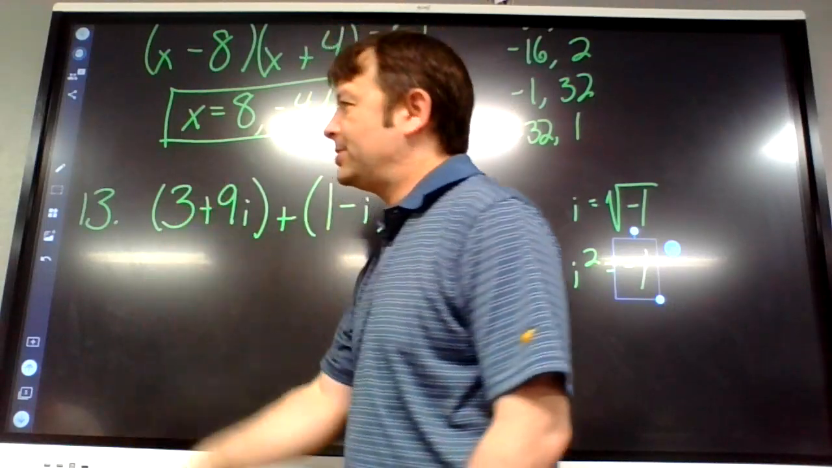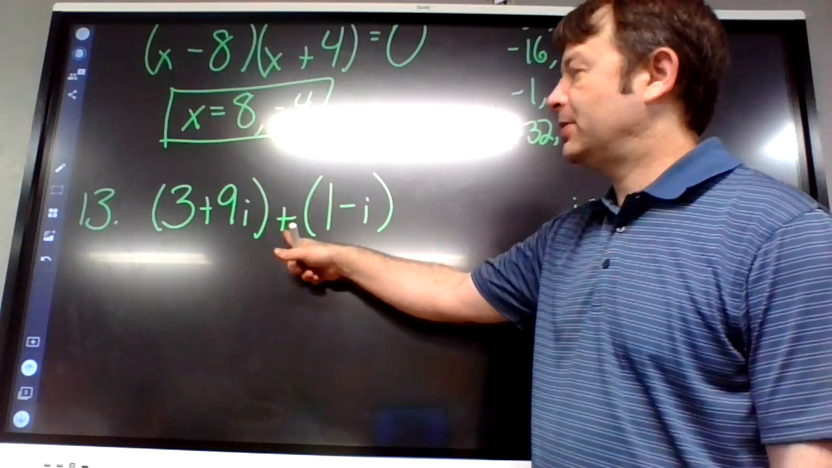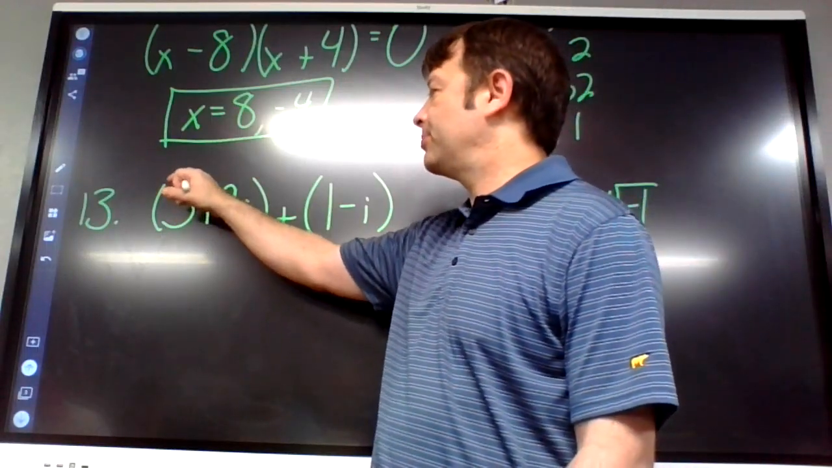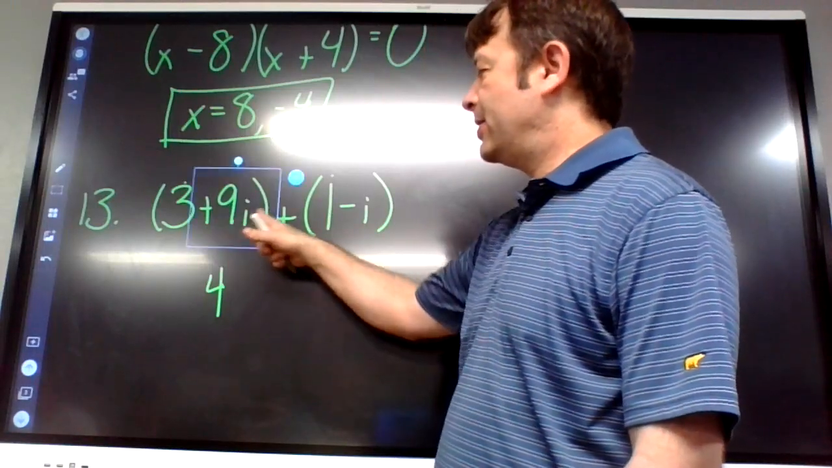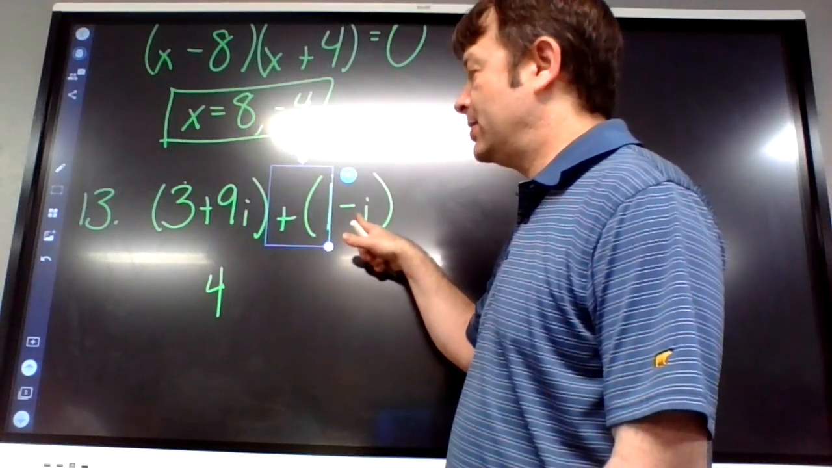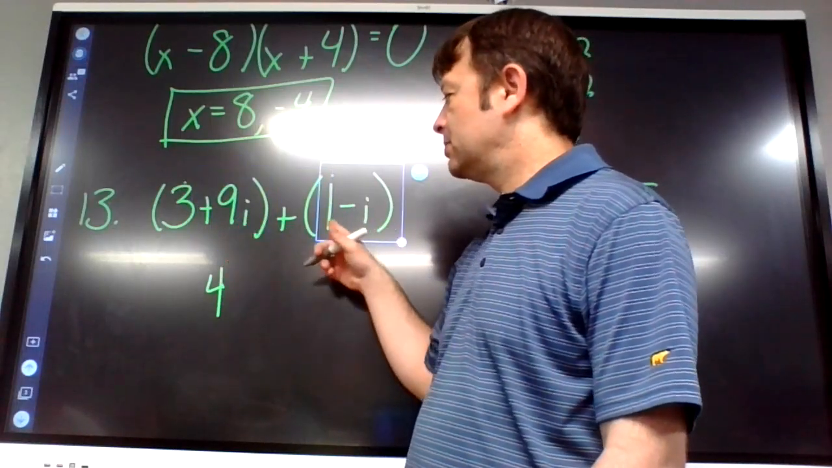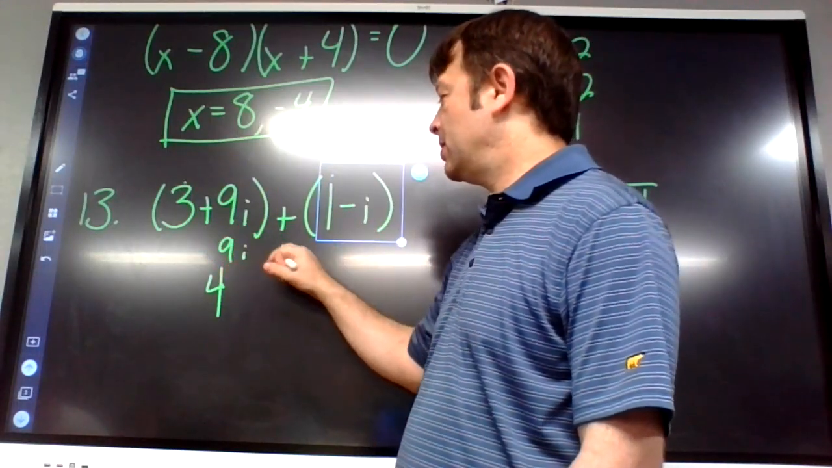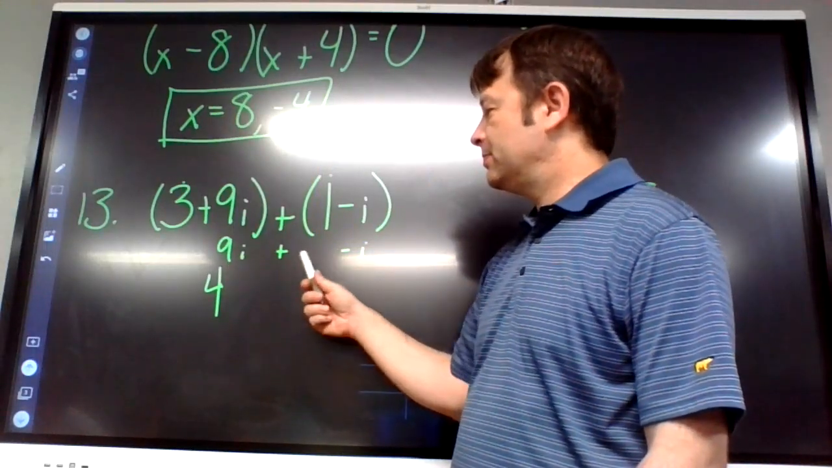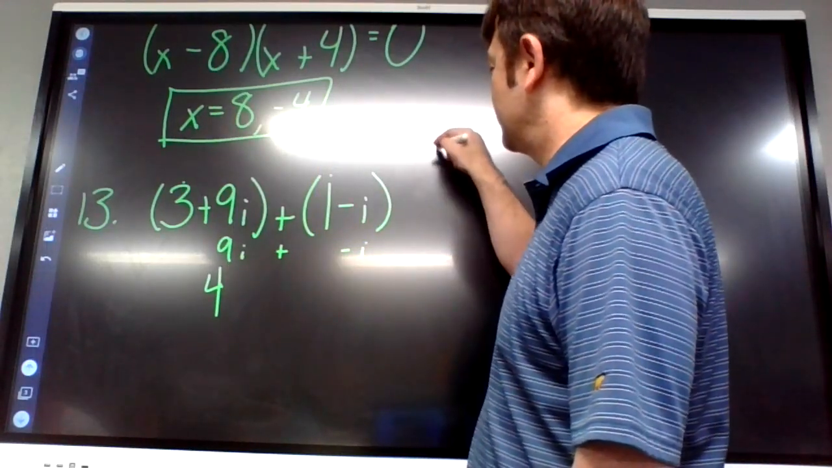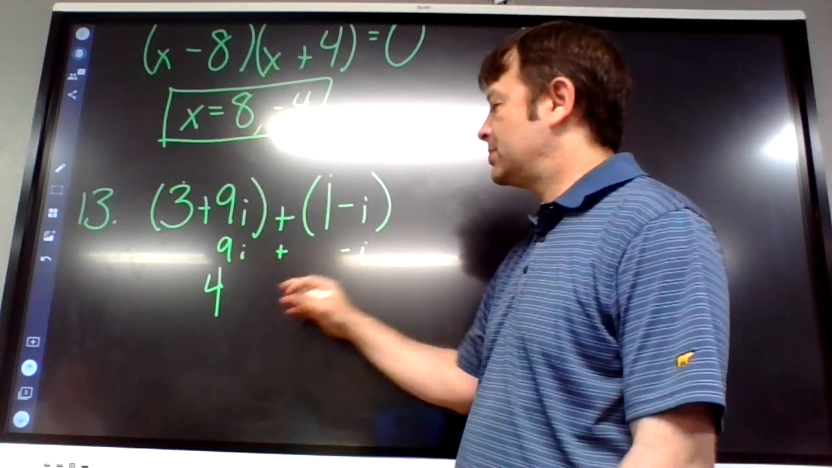So, what kind of problem is 13 though? No, because there's a plus. So it's just adding like terms. So 3 plus 1 is 4. 9i plus negative 1i is what? It's just the same thing as if it was an x. Would it just be 9? What's 9x minus x? 8x. So this is 8i.